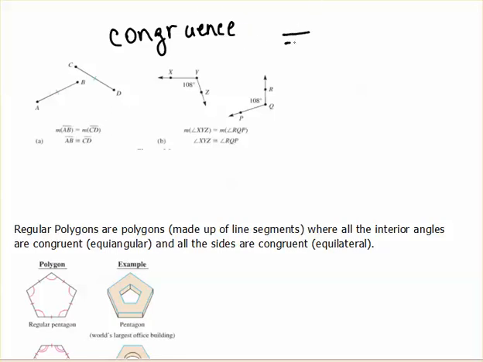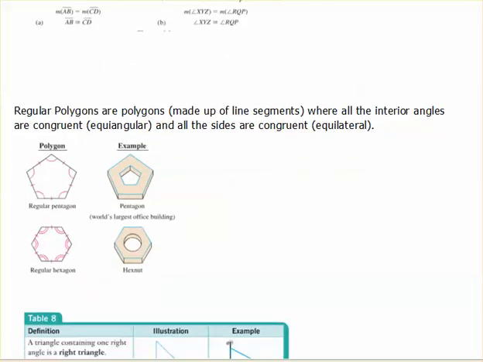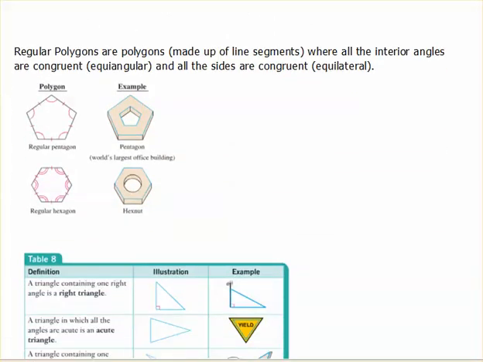That symbol for congruence is an equal sign with a little squiggly line on top of it. Now we can talk about line segments being congruent. We can talk about angles being congruent also. And that helps us whenever we start talking about regular polygons, because the definition of a regular polygon is where all the interior angles are congruent, that's called equiangular, and all the sides are congruent, that's called equilateral.